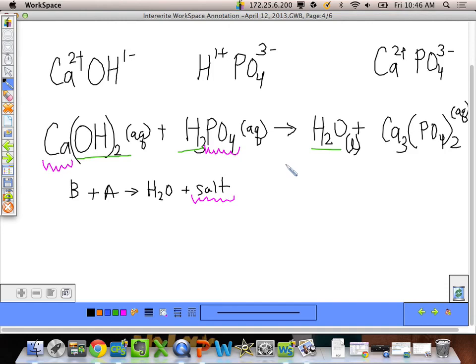Go ahead, balance it. Remember when you're figuring out the coefficient for water to look at the fact that you have hydrogens in both locations.